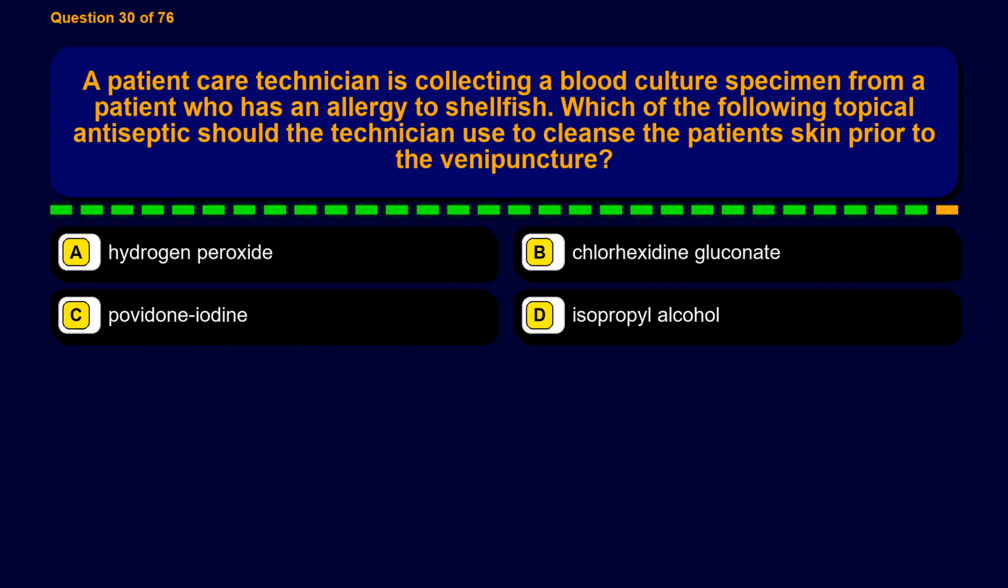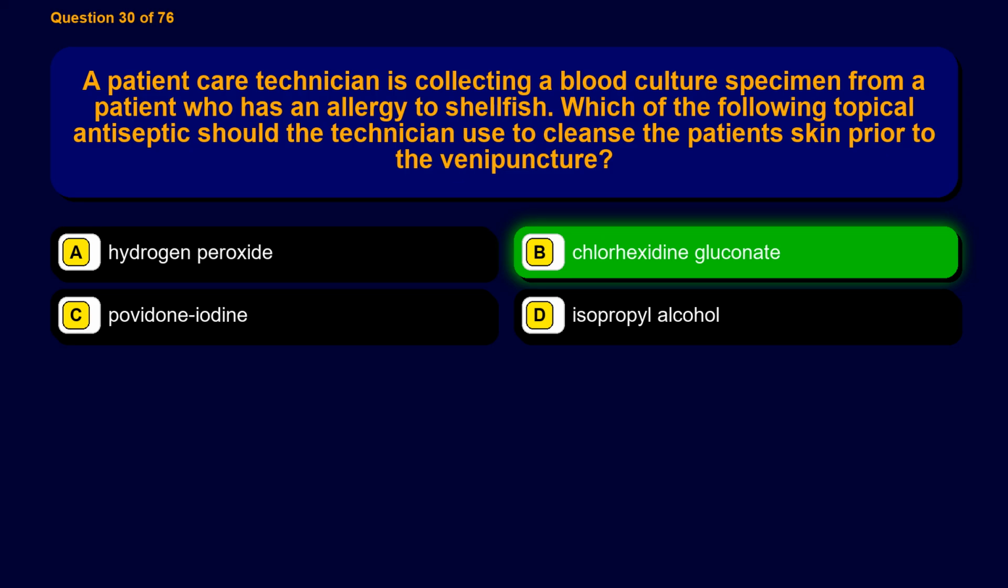Question 30. A patient care technician is collecting a blood culture specimen from a patient who has an allergy to shellfish. Which of the following topical antiseptics should the technician use to cleanse the patient's skin prior to the venipuncture? Option A, hydrogen peroxide. Option B, chlorhexidine gluconate. Option C, povidone-iodine. Option D, isopropyl alcohol.